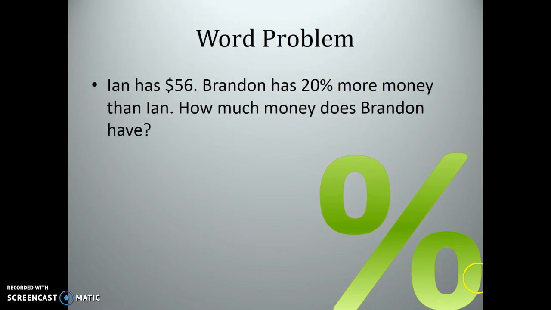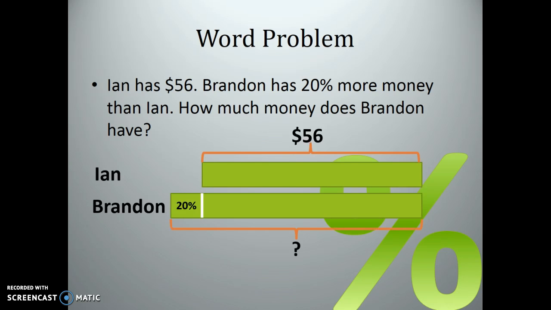Alright, first one. Ian has $56. Brandon has 20% more money than Ian. How much money does Brandon have? Alright, so if we're looking for Brandon's amount of money, we're going to need to find 120% of $56. Make sure that you draw these bar models, you guys.